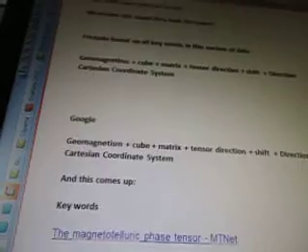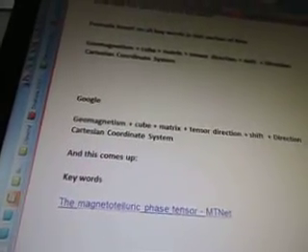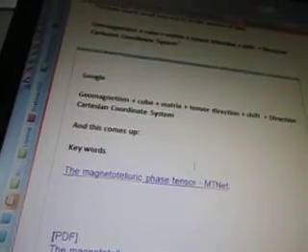So what does it mean that they look the same? The formula based on all keywords in this section of data is geomagnetism plus the Q plus matrix plus tensor direction plus shift plus direction plus Cartesian coordinate system. So I'm going to Google all these words together, and this comes up.